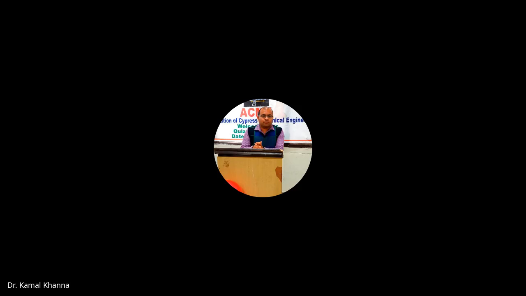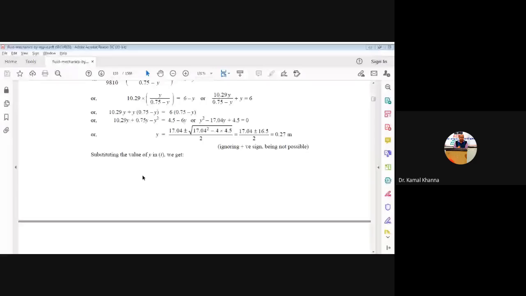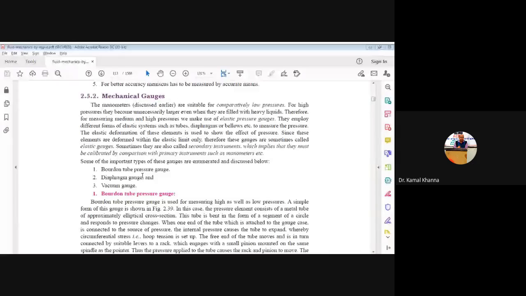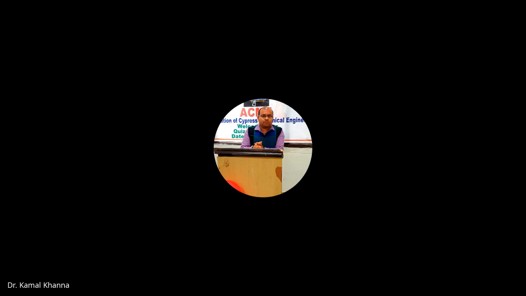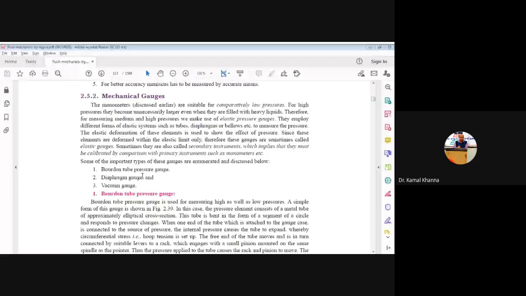I'm coming to the next topic. Just wait, we are having the mechanical gauges here. So mechanical gauges, as I earlier told in the previous classes also, are basically the devices which are being used to measure the pressure by balancing the fluid columns by using the springs or the dead weights. So four types of mechanical gauges we will study in our syllabus.